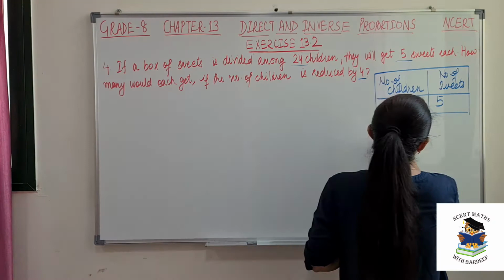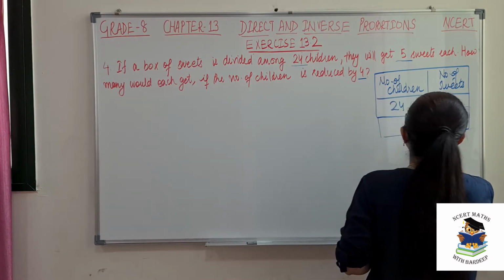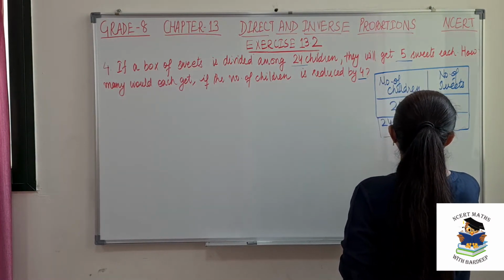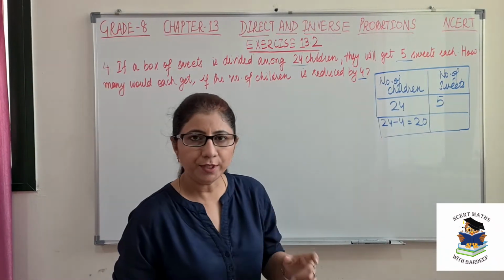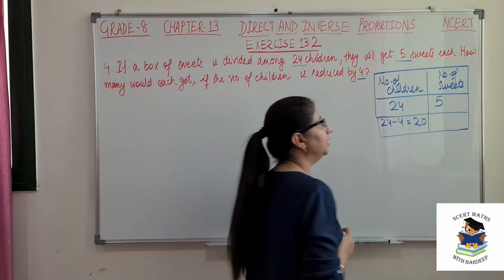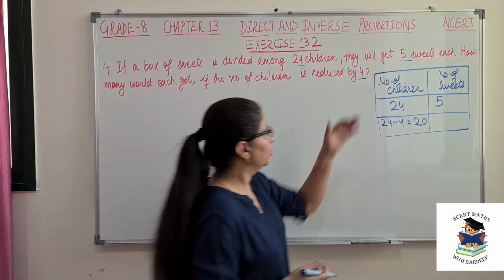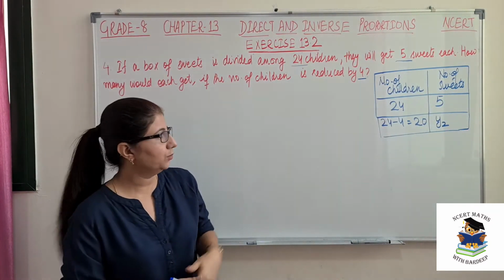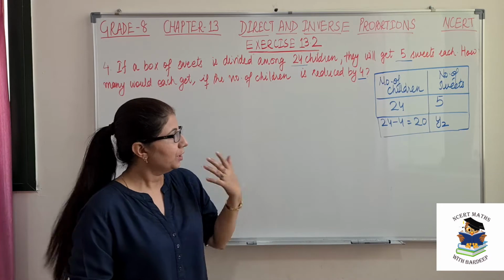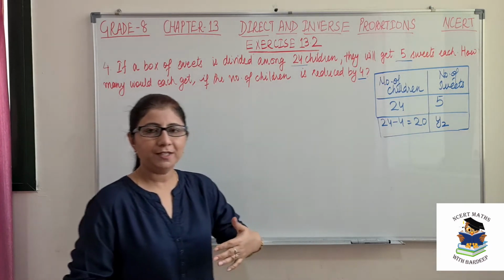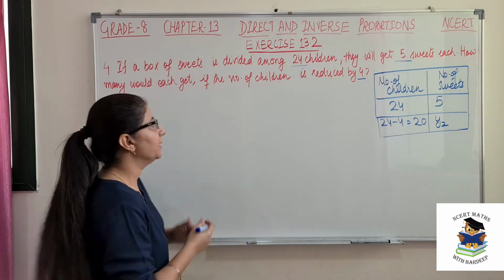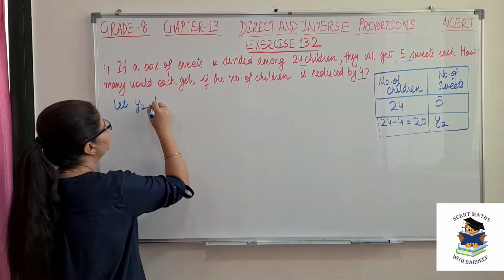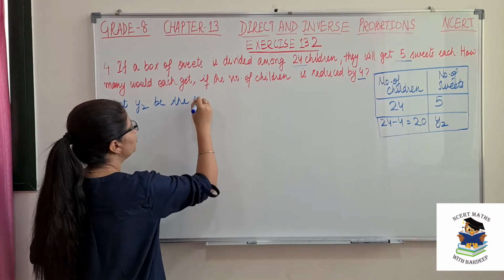And second, the children are reduced by 4. So in the second case it should be 24 minus 4, that is 20 children, and we should find the number of sweets each will get. So if this is x, this is y, let us assume this value to be y2. Since this data is in inverse proportion, we will apply our formula, that is x1 by x2 is equal to y2 over y1.